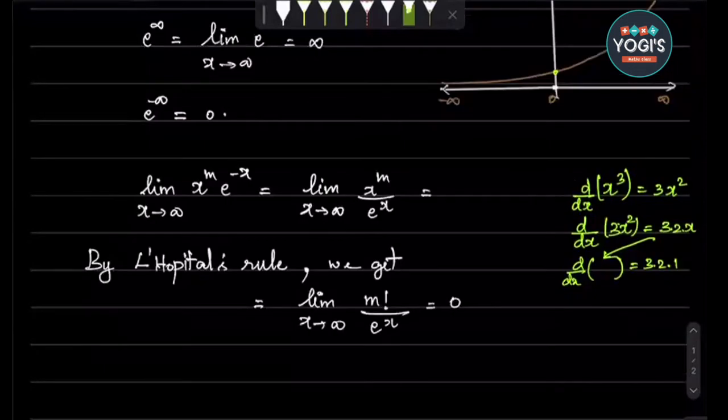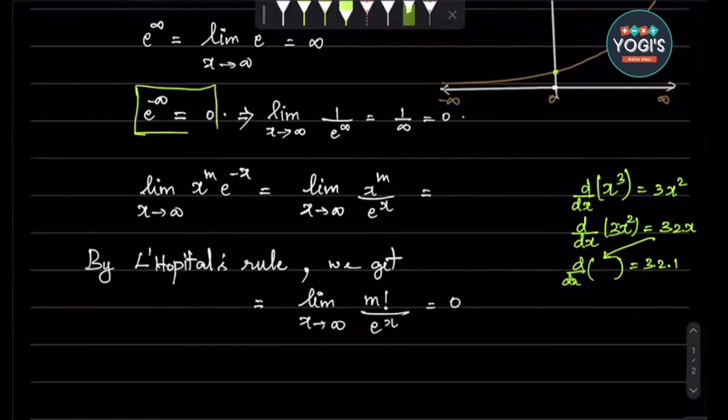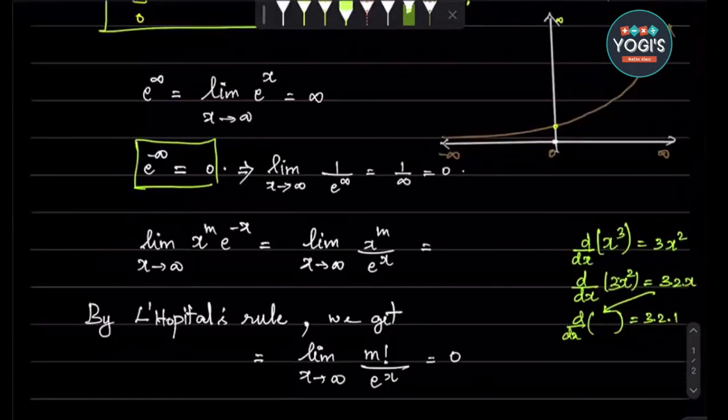See, how do I get 0 here? Let me say it again. I am applying limit tending to infinity of 1 by e power infinity, which gives 1 by infinity. The value of 1 by infinity is 0 for us. That is why we get 0 here. That is how it came. Okay? So please make a note of this.